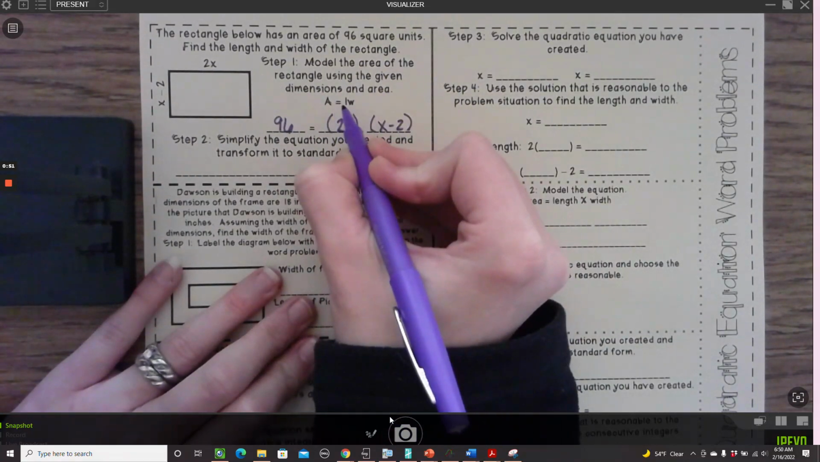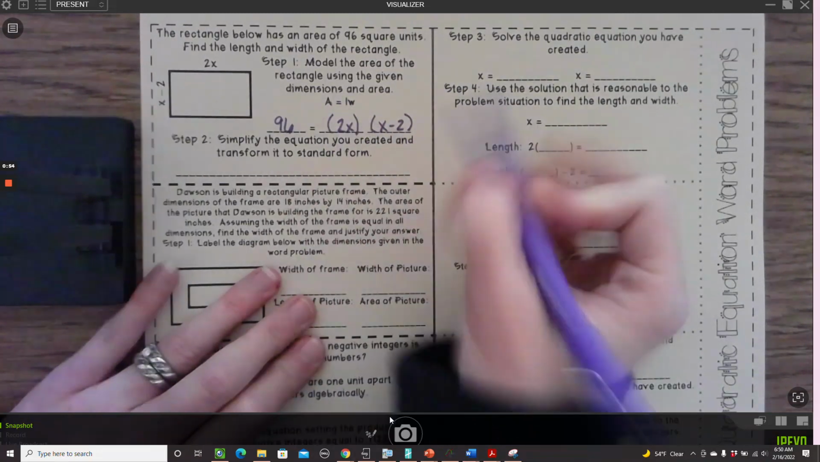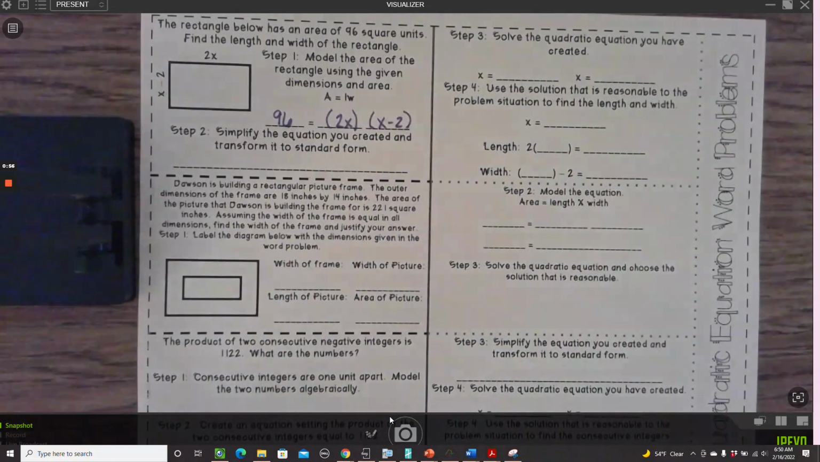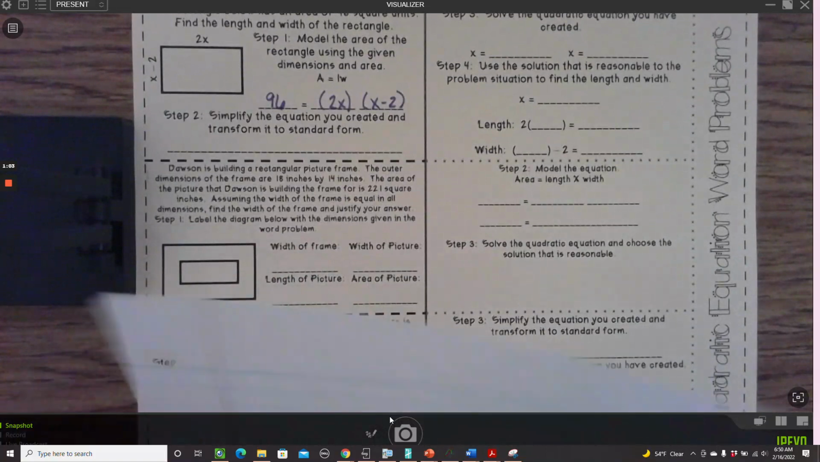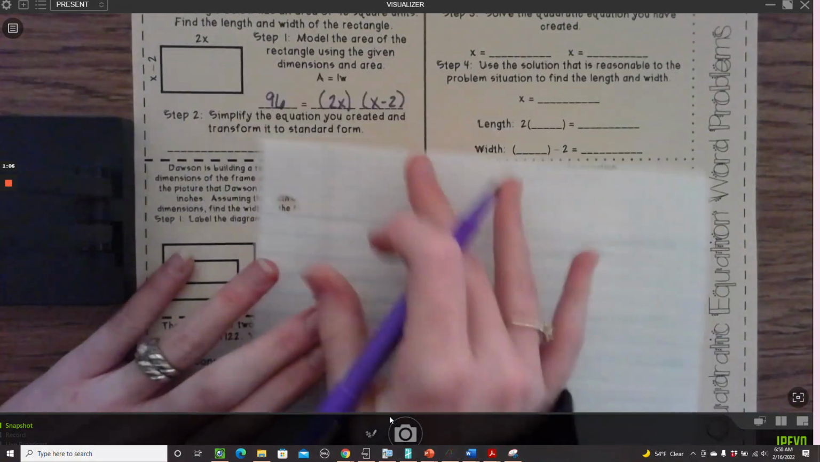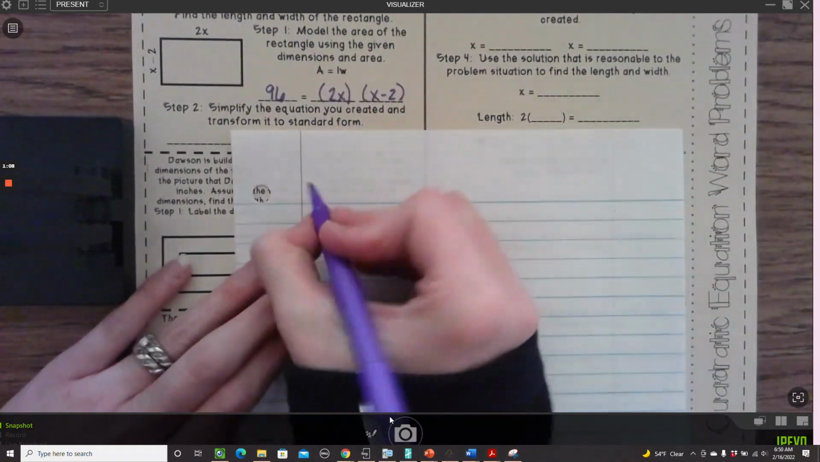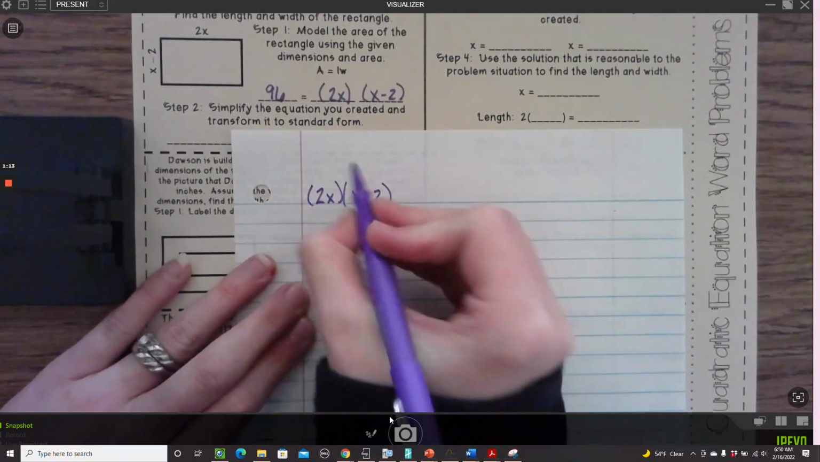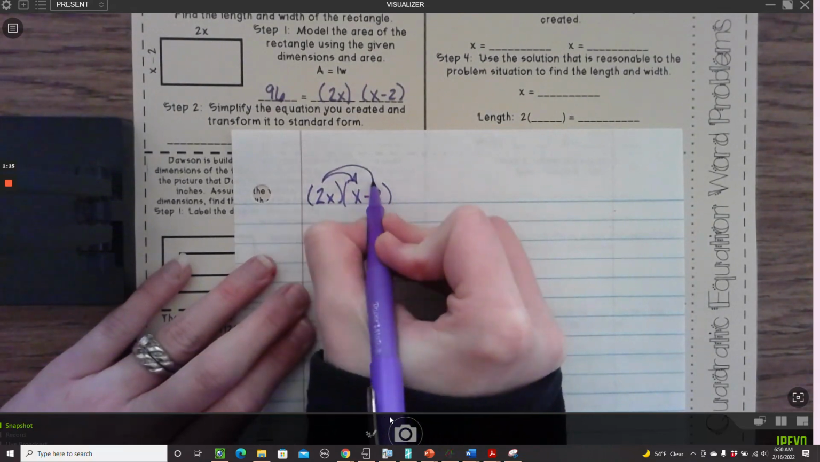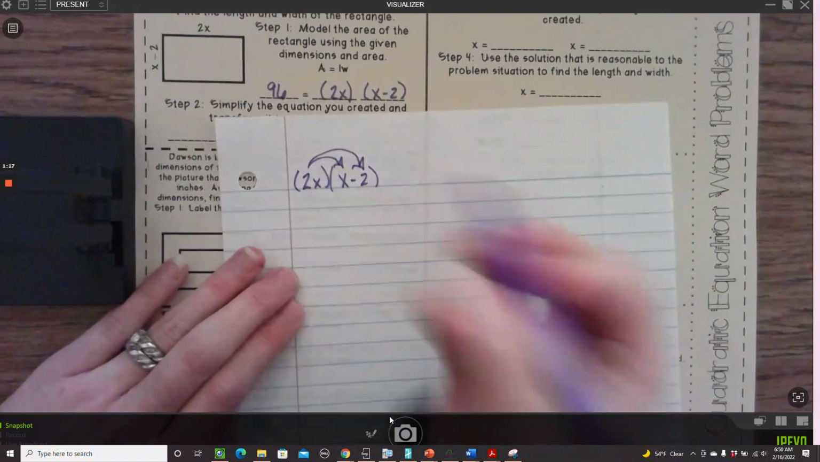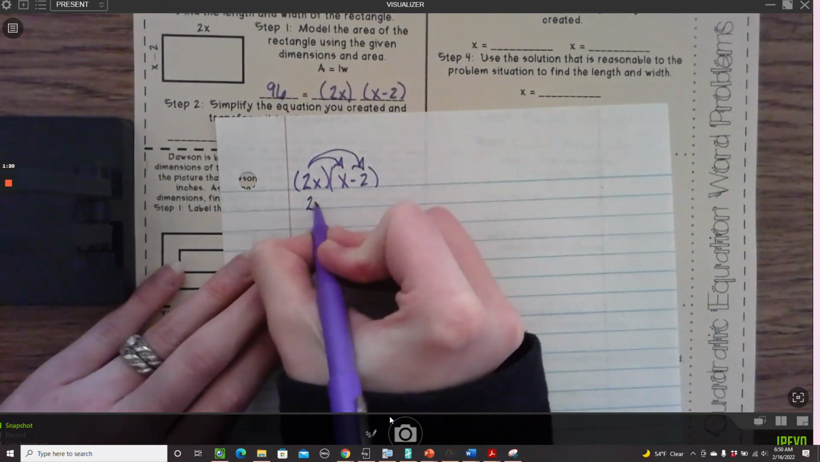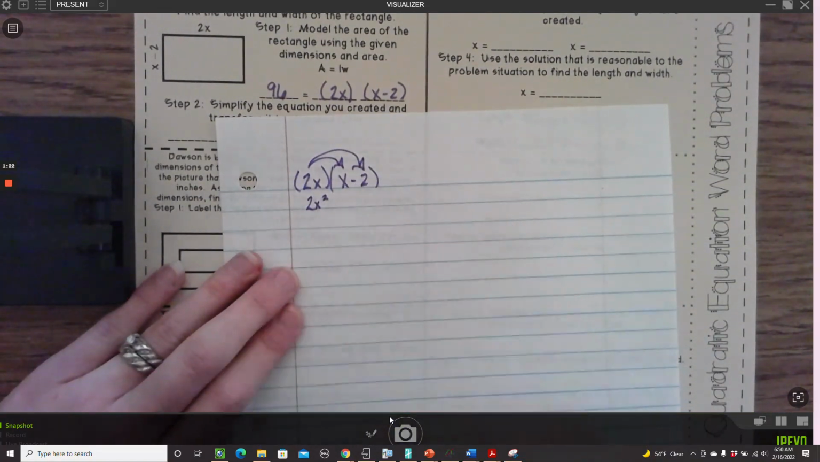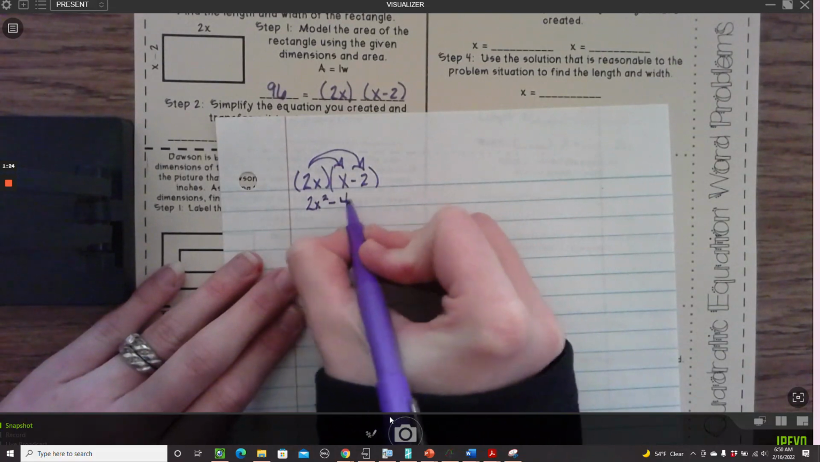Remember, anytime that we're swapping out in formulas, we put that information in parentheses, and that just keeps the order of operations intact for us. Step two is to simplify the equation you created and transform it to standard form. The first thing we need to do is multiply these two pieces out. We need to multiply 2x times x minus 2. This is just using the distribution property. So 2x times x is 2x squared. 2x times a negative 2 is negative 4x.